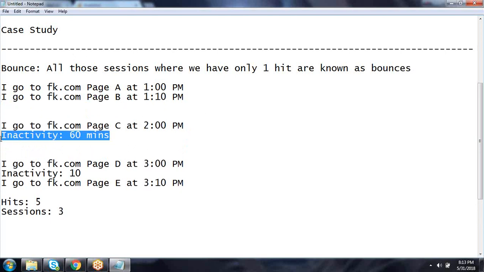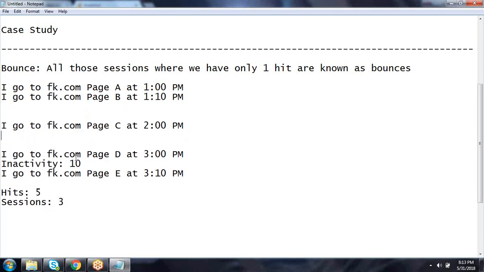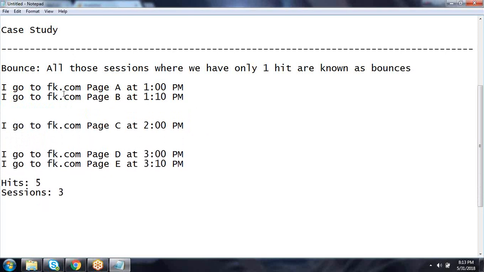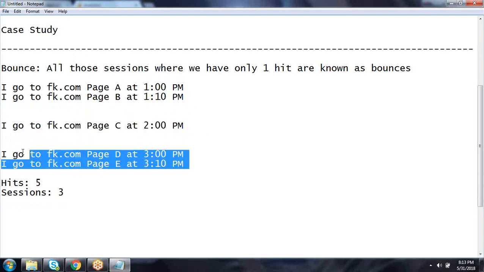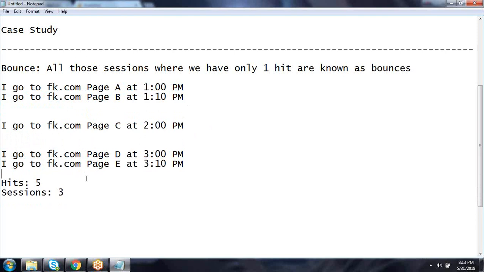Right, everyone? So these are my 3 sessions. Session number 1, session number 2, and session number 3. So how many sessions with only one hit? Absolutely right. 1 session with only one hit. Hence, my bounces are only 1. Make sense to everyone?